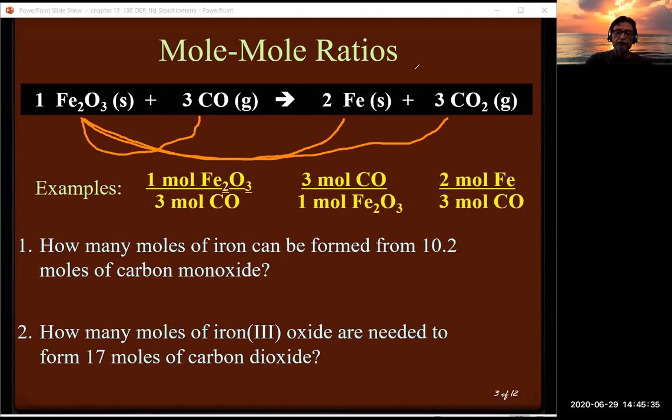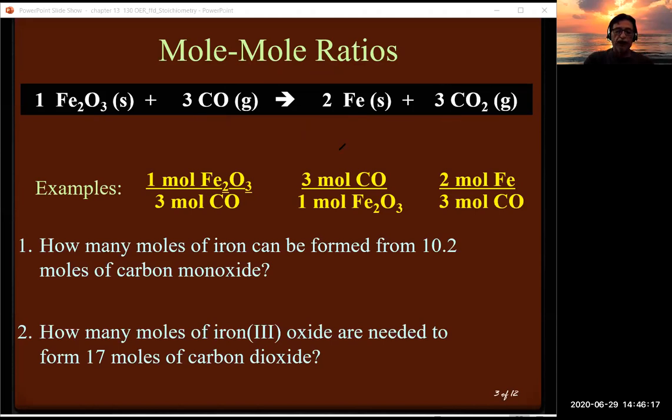Now, the other relationships, let me get a different color, are between carbon monoxide and iron, and carbon monoxide and carbon dioxide. So there are 2 relationships there on top of the 3 already. Then you actually have one more, and that's the relationship between iron and carbon dioxide. All of those are ratios that you can utilize to do any type of calculation, and that is true for any reaction.